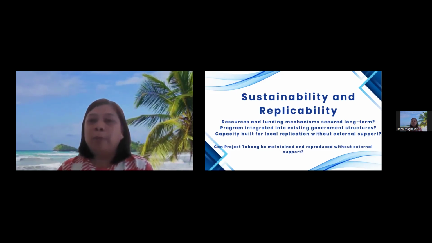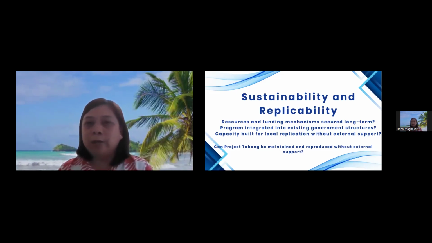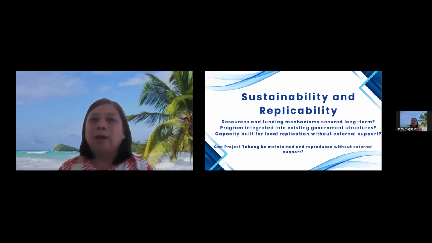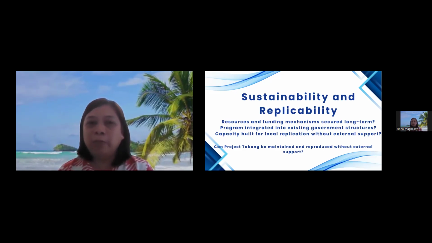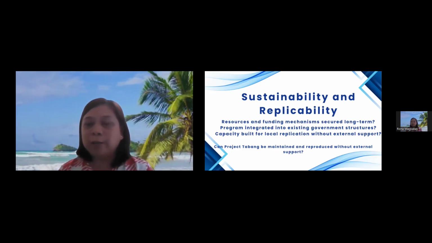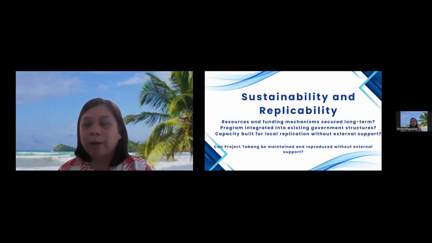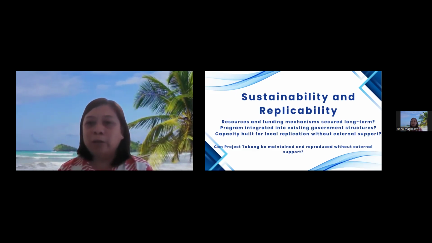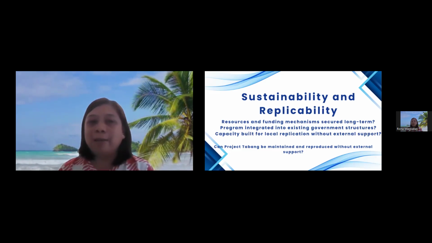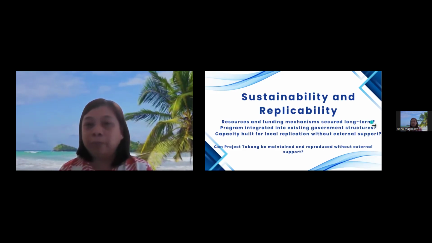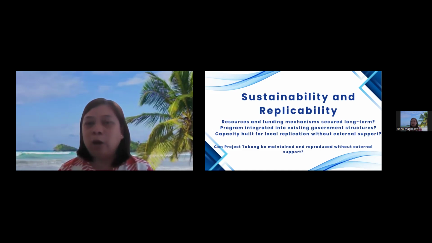Next, if your program is already successful, the other component that you should check is how to sustain the success. Sustainability and replicability are very important. You check your resources, you check your funding. Can it be secured in the long term? Your success can be secured up to when? Is the program integrated into existing government structures? You should also check your capacity to build for local replication without external support. Can your program sustain itself without external support? You should also check on it for the sustainability and replicability of your program.